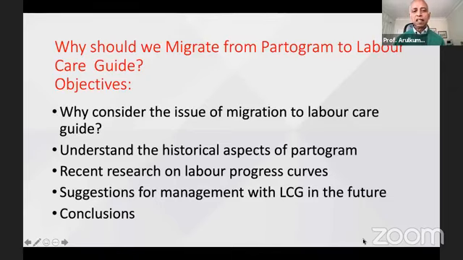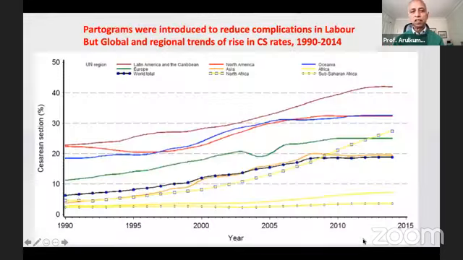Thirdly, to look at recent labor progress curves, the recent research done by different people to see what might be the best way of identifying what's normal progress of labor. And finally, suggest the management of labor care guide in the future and draw some conclusions. So one of the main reasons we are looking at labor is because the cesarean section rates are going up.